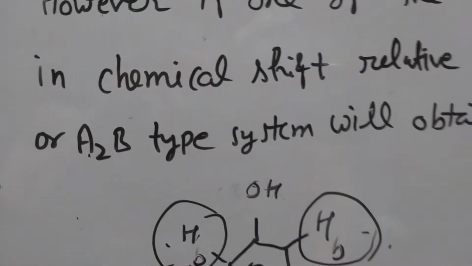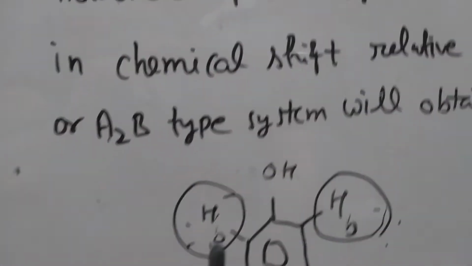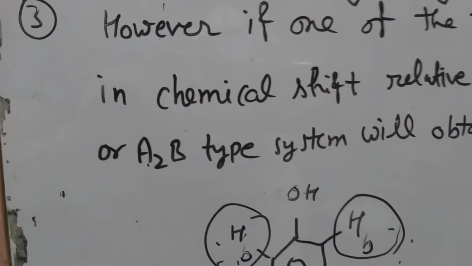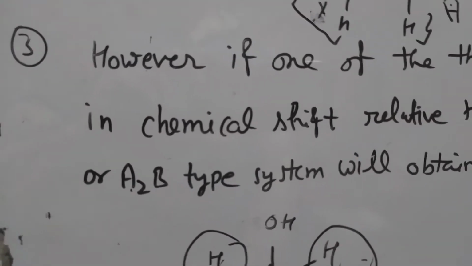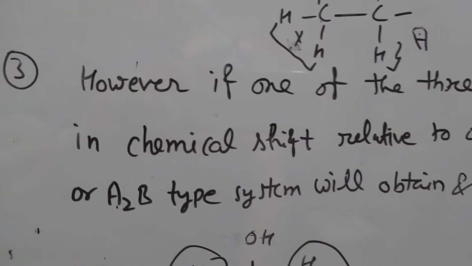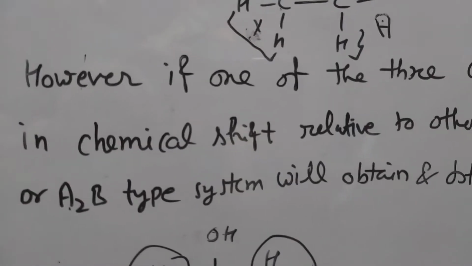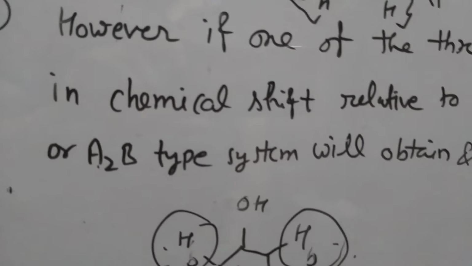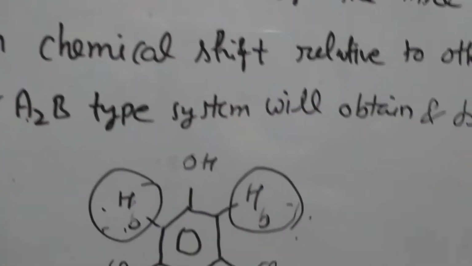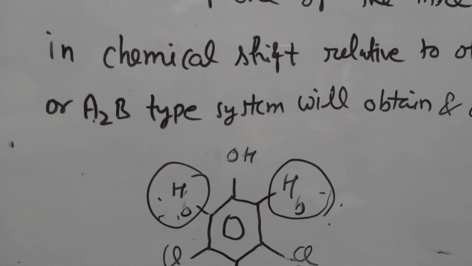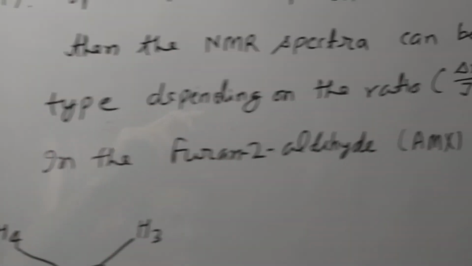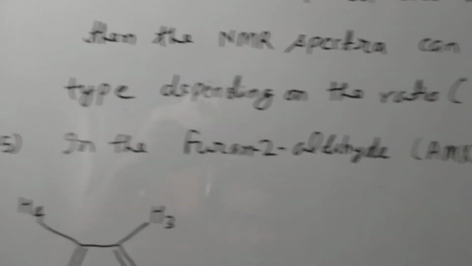If their chemical shift values had been largely different from each other, then this system would have been an AX2 type system. It means we use the letters AX when the chemical shift values of the coupled protons are largely different from each other, and AB notation when the chemical shift values of the two protons are nearly equal to each other. In the third case, we have considered the AMX type of system.